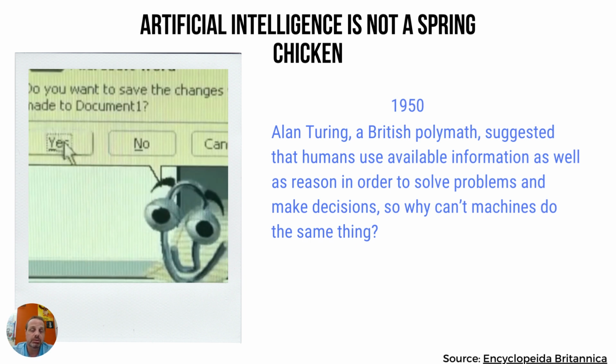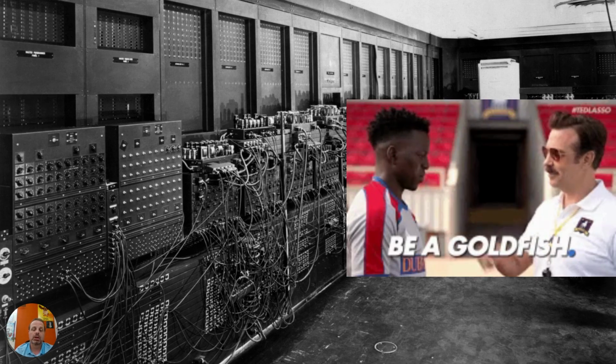A little bit closer in history was Alan Turing, who suggested that humans use available information as well as reason in order to solve problems and make decisions. So, why can't machines do the same thing? Well, they couldn't do the same thing in the 1950s for a few reasons. First off, money. The cost of leasing a computer ran up to $200,000 a month. In today's US dollars, that would be $2.2 million.